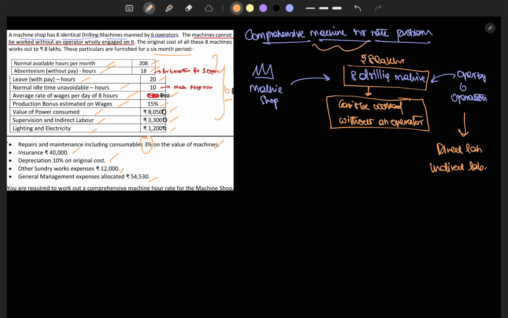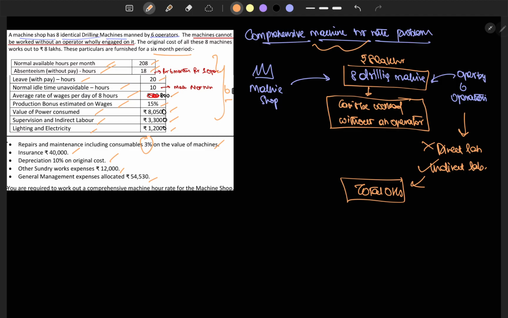We include this indirect labor salary in the overheads part. So we are going to include the total overheads with the indirect labor salary also, because we are not taking this salary to the direct labor part. We add the indirect labor cost into the overheads. That's the only catch in this sum.